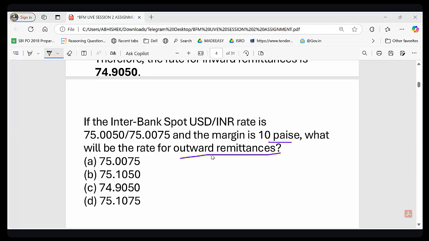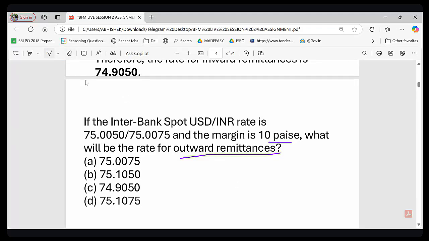Please think carefully and type your answer in the chat box. So one answer I have got: add the margin. That's right. For outward remittance, banks sell at a higher rate, so we add the margin to the interbank selling rate. Now let's calculate step by step. We will start with the selling rate. What is the selling rate here?